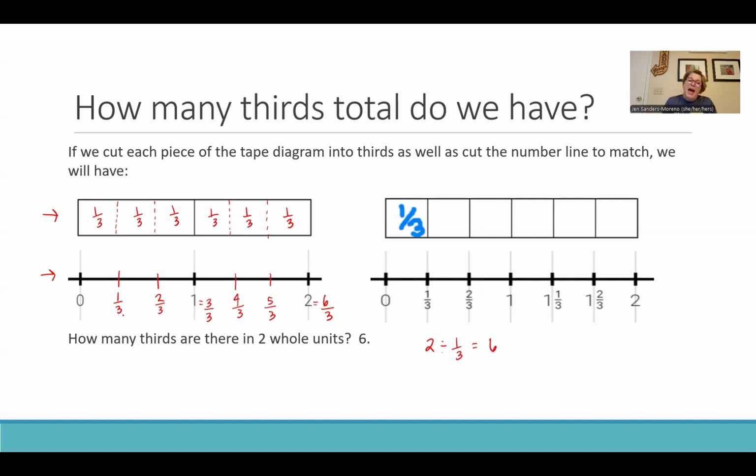Now, you don't have to do all of this detailed number line underneath. It's just an option. I'm trying to give you lots of tools and options to decide what works for you and your student and your classroom. But I do like the fact that if I look at this too, it's 6 thirds, right? So 2 divided by a third is 6, meaning there are 6 thirds in 2 whole things. Okay, so let's try one.